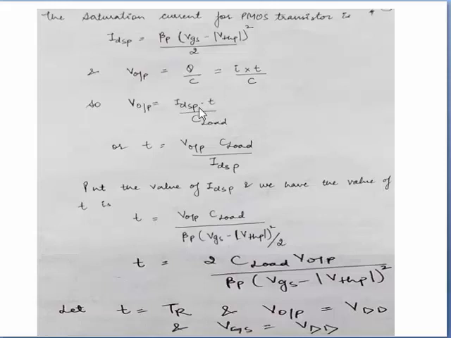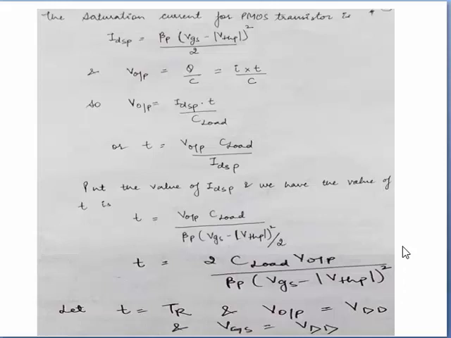Now we have to calculate the value of this time T. So T is equal to V output into C load divided by IDSP. Now we have to put the value of IDSP into this T equation. So the value of T becomes V output into C load divided by beta P into (VGS minus VTHP) whole square by 2. So it becomes T is equal to 2 C load V output divided by beta P into (VGS minus VTHP) whole square.